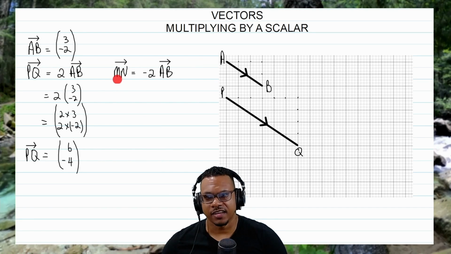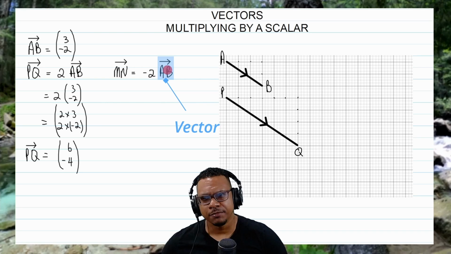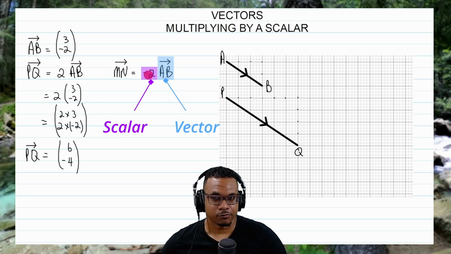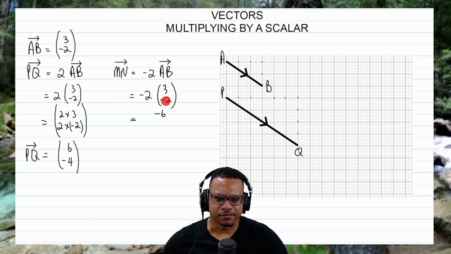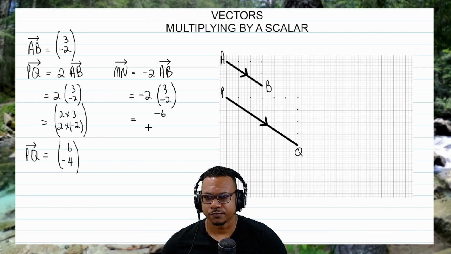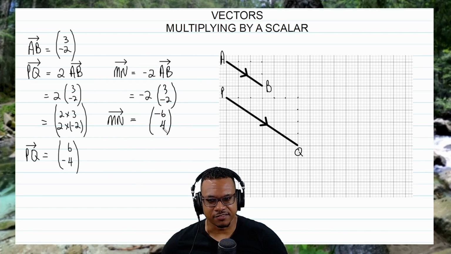Now here we have the vector MN, and MN is equal to negative 2 times AB. So this time we are multiplying the vector AB by a negative scalar, which is negative 2. So that will be negative 2 times the column matrix 3, negative 2. So if we multiply negative 2 by 3, we'll get negative 6. And if we multiply negative 2 by negative 2, we'll get positive 4. So MN is represented by this column matrix with negative 6 and 4.